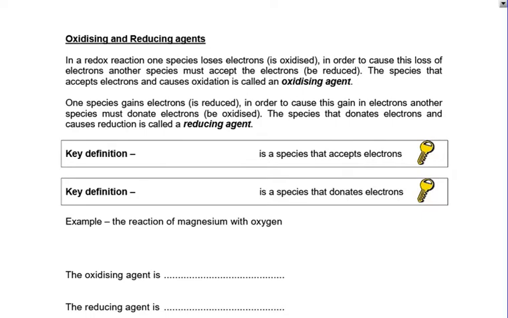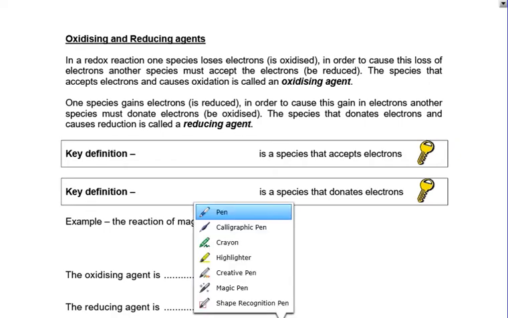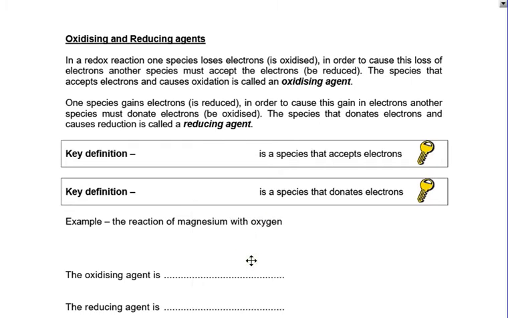Now, who causes you to gain your pocket money? Well, your parents do, because they give it to you. So the species that causes the gain, the reduction, is itself going to lose electrons and be oxidised, but because it's causing gain, it's going to be called the reducing agent. And the species that causes loss is going to be called the oxidising agent. So to get our head around these terms, it requires a little bit of extra thinking, so it's not an instantaneous, I just know the answer. We have to think about it.